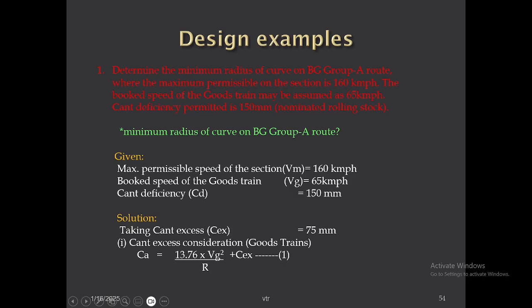I'm just taking the maximum value because it is a high speed route, at the same time we are permitting 150 mm in some cases. So that I'm just considering here. And the goods train, of course, is 65 kmph. It is a lower speed train.